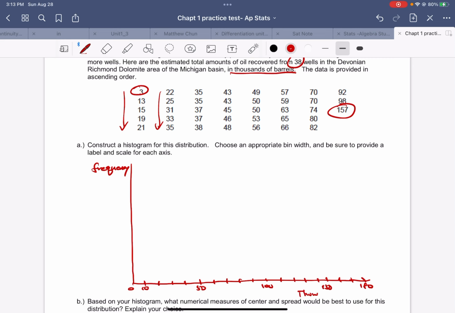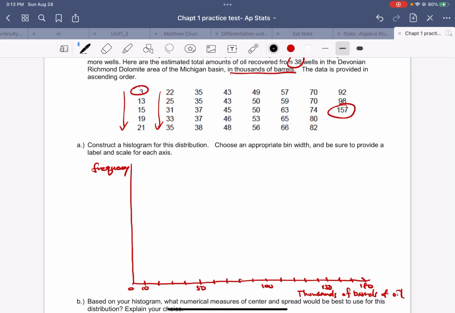And this one, you can say, thousands of barrels of oil. That's the X side. Now, how are you going to graph it? So, between 0 and 10, you only have a 1.